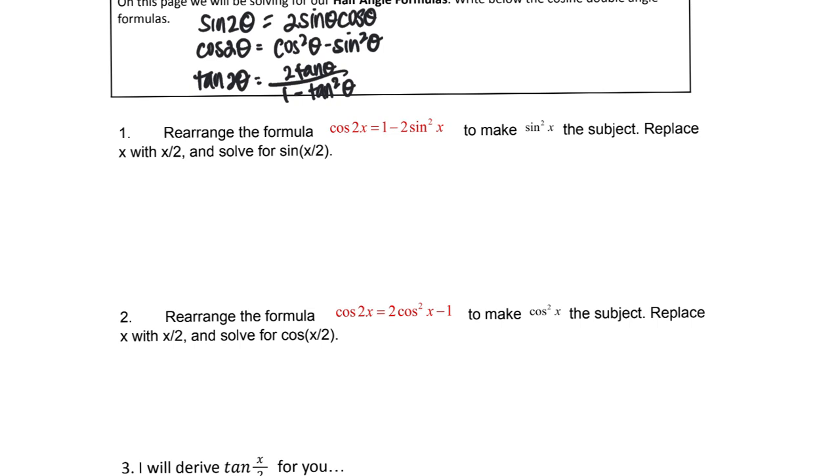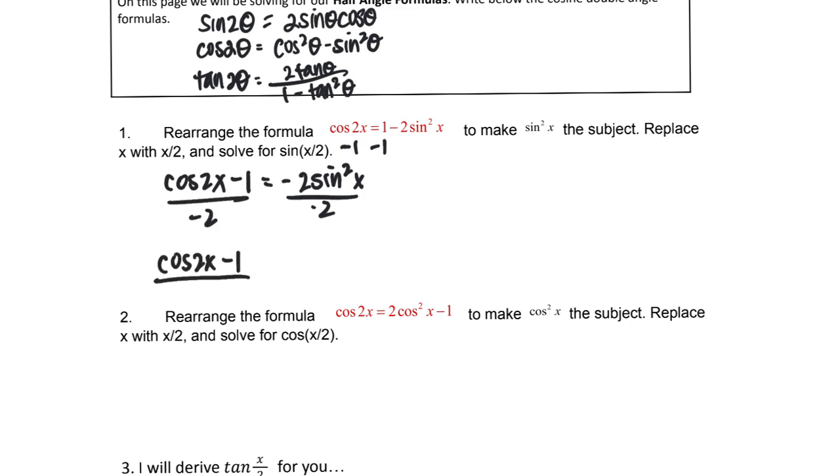isolate sine squared x. So I could subtract 1 from each side, and I'd get cosine of 2x minus 1 equals negative 2 sine squared x. And then we could divide by negative 2. And we're left with sine squared x.